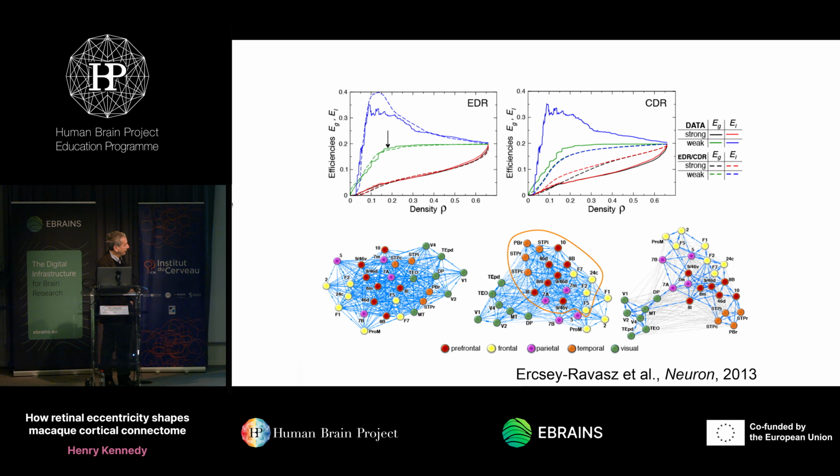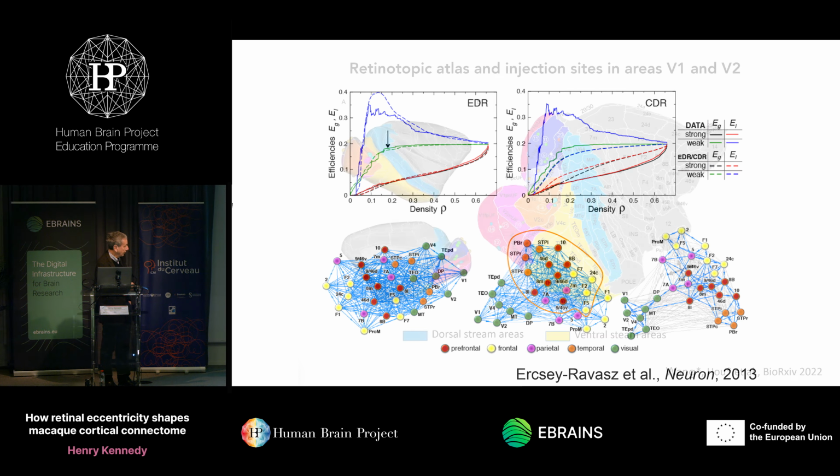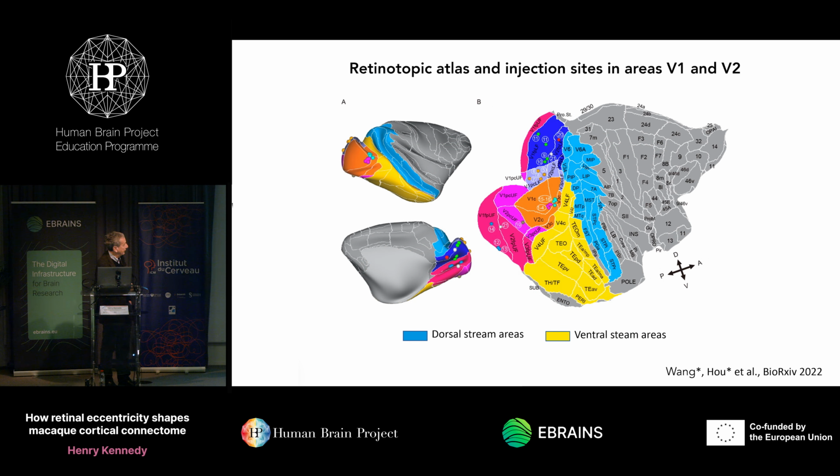So these are the sort of networks that we were building with, these points, and we're not going to come back to that. This is just to give you a brief view of what is the actual extent of what we're calling the dorsal stream cortex, because I'll be talking a lot about this, and the ventral stream, and these are the injection sites.